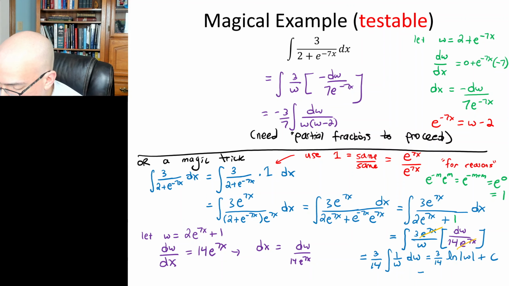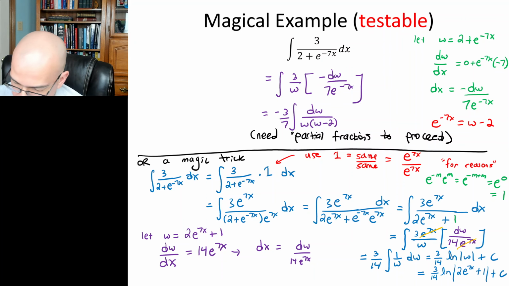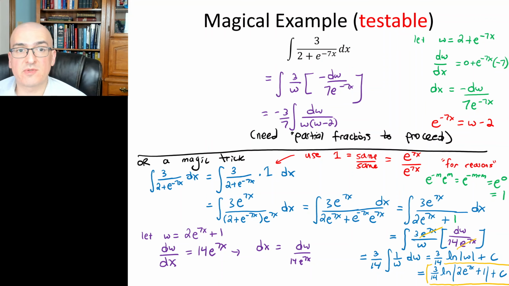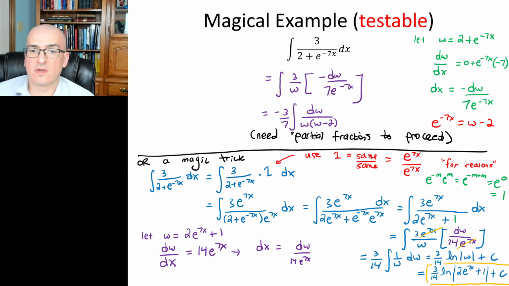Which we can finally write by replacing w with our substitution: 3 over 14 times the ln of 2e to the 7x plus 1, plus c. It's nasty, but we didn't need any advanced strategies to do it. What we needed to do was something simple. We needed to multiply by the correct form of 1.